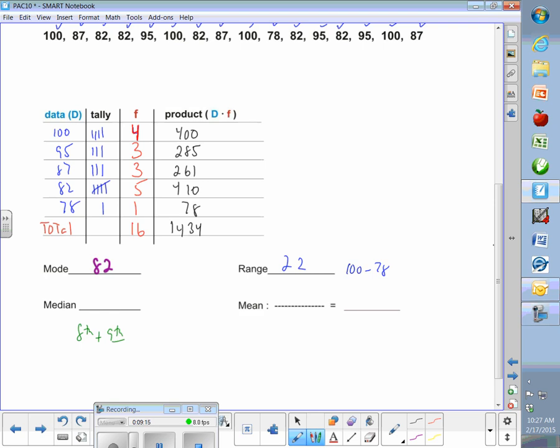I need to find the 8th and 9th piece of data because, again, there are 16. That means the 8th and the 9th are the middle 2 pieces of data. So watch, I'm going to go high to low. All right, I'm at 4, 5, 6, 7. Oh, look, the 8th and the 9th are both contained in this 87. So what you would end up doing is averaging 87 plus 87. Now, you would never do that, but I'm just trying to show you that indeed the median would be 87.